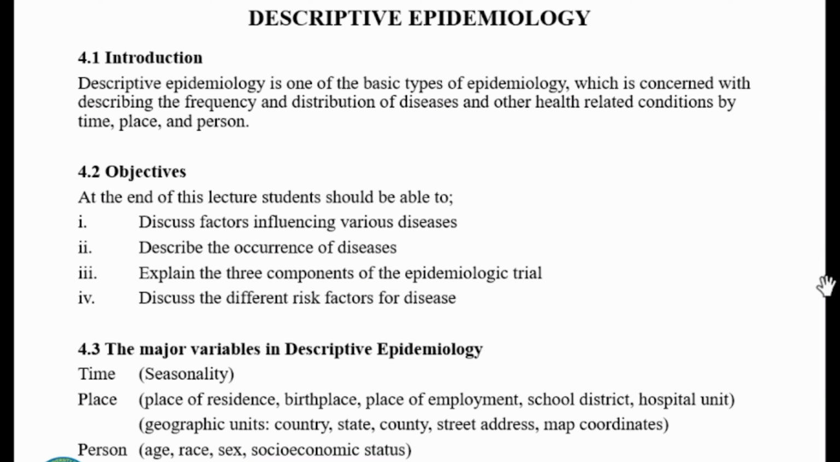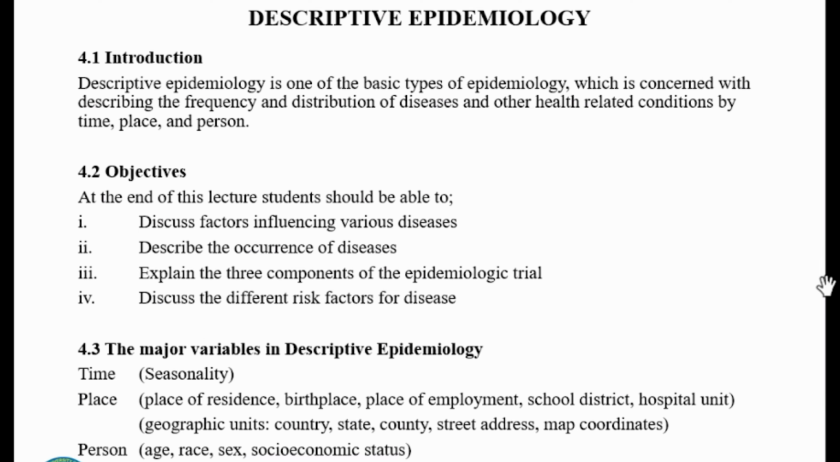The major variables in descriptive epidemiology are time, which is seasonality, and place. Place can be place of residence, birthplace, place of employment, school or hospital units, or geographic units like country, state, county, street, map coordinates, etc. So anything that can define a place. So you are the ones to define the place.